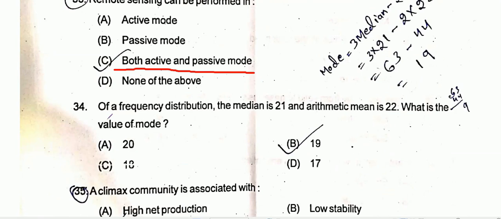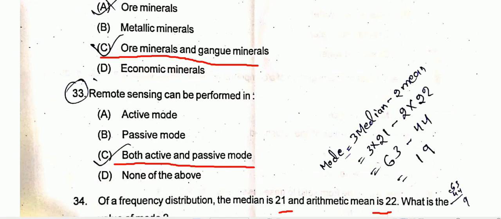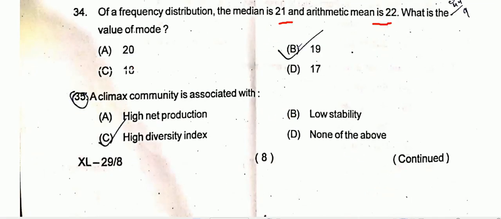Question number 34. Of a frequency distribution, the median is 21 and the arithmetic mean is 22. So the formula is mode equals 3 median minus 2 mean. So mode will be 19. So option B is the correct one. Question number 35. A climax community is associated with a high diversity index. So option C is the correct one.